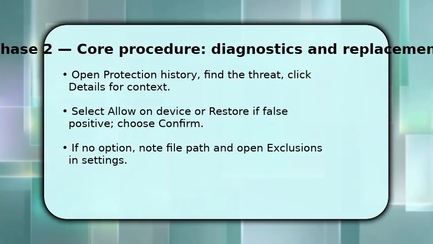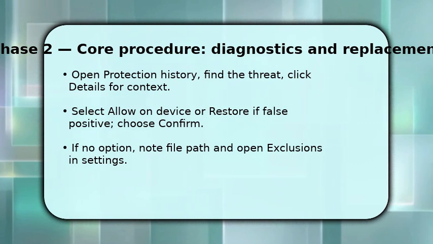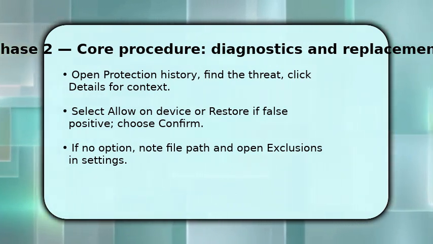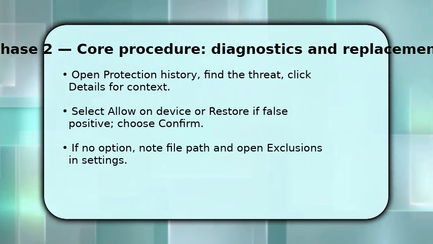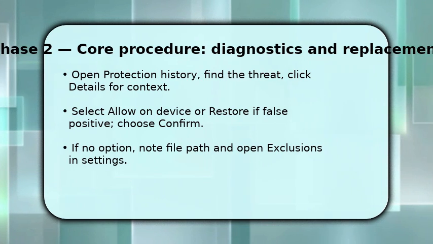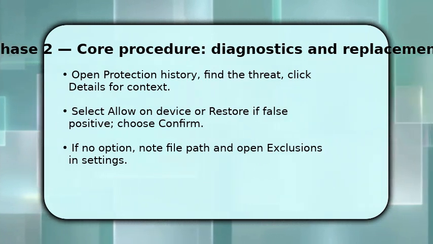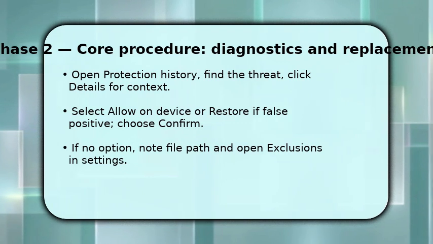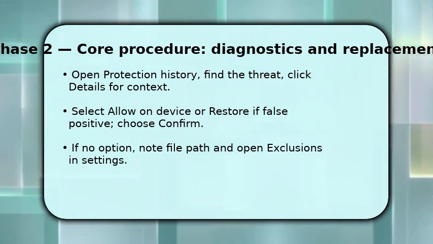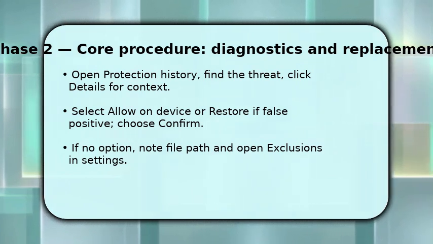In Protection History, click the entry to reveal details and why Defender flagged it. Once you understand the risk, choose Allow on Device or Restore if this is a false positive. This tells Defender not to remove or quarantine that file. If the UI lacks an Allow option, copy the file path and head to Virus and Threat Protection settings to add an exclusion. Make sure to document the exclusion so you can review it later.